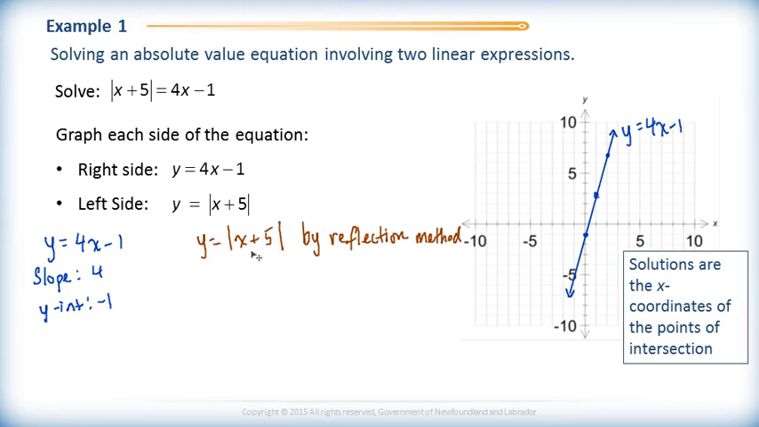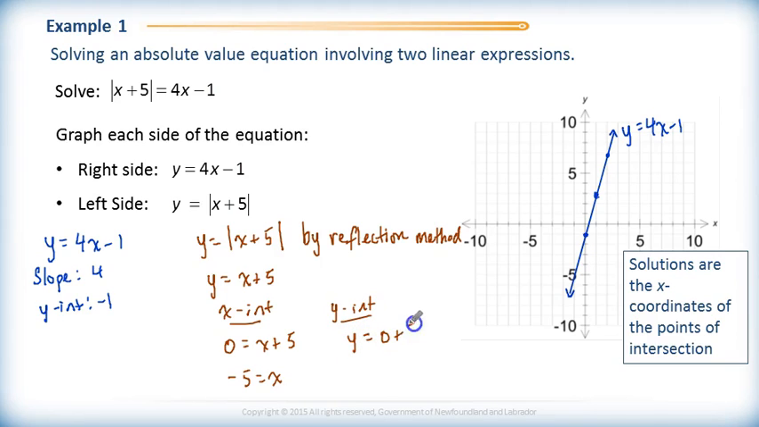Now I'll do the graph of y equals absolute value of x plus 5 by the reflection method again. So I'll look at y equals x plus 5. Its x-intercept: 0 equals x plus 5. Put in 0 for the y. We get negative 5 for the x. For the y-intercept, put in 0 for the x. And we have y equals 5. So we've got negative 5 for the x-intercept, 5 for the y-intercept. That gives us our guiding graph.